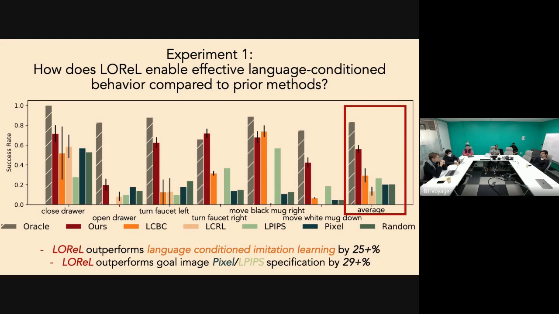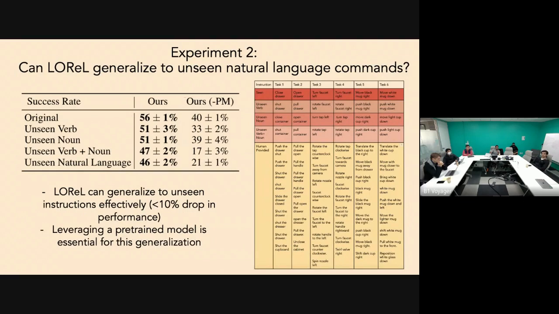And in the simulated environment, we also looked into generalization to unseen language. In our default training set, we consider things like closing the drawer, turning the faucet left. We swap it with an unseen verb, noun, or both, or we send out a little survey to the lab to come up with creative ways of phrasing these instructions. So instead of turn the faucet left, it's spin nozzle left. And we see that our method gets at most a 10% drop in performance, even though it's never been trained on these, which is great.